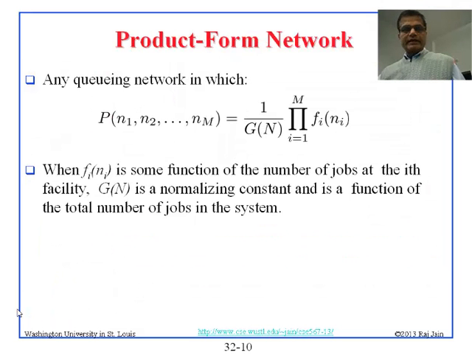Okay. All right. Now let's go to product form network. So in general, if a network has this formula where N1, N2, Nm, the combined probability of N1, N2, Nm is some function of N1, N2, Nm and some function of the total N. N is the sum of all the people inside the system, right? So if you have a formula like this, it is called a product form network.